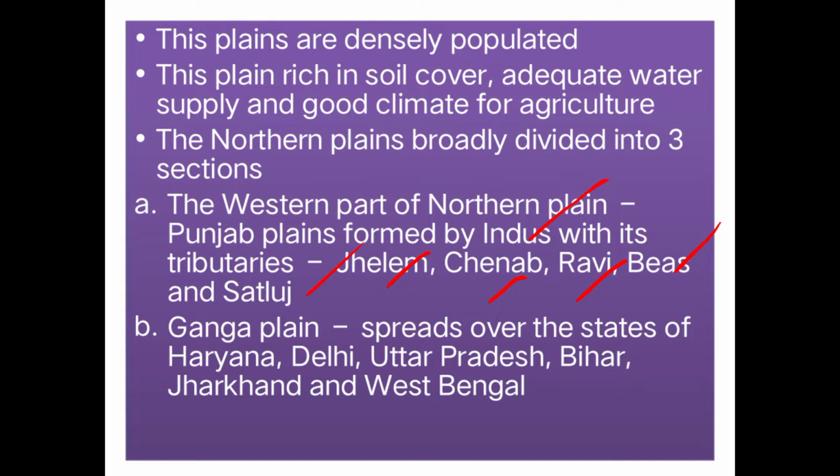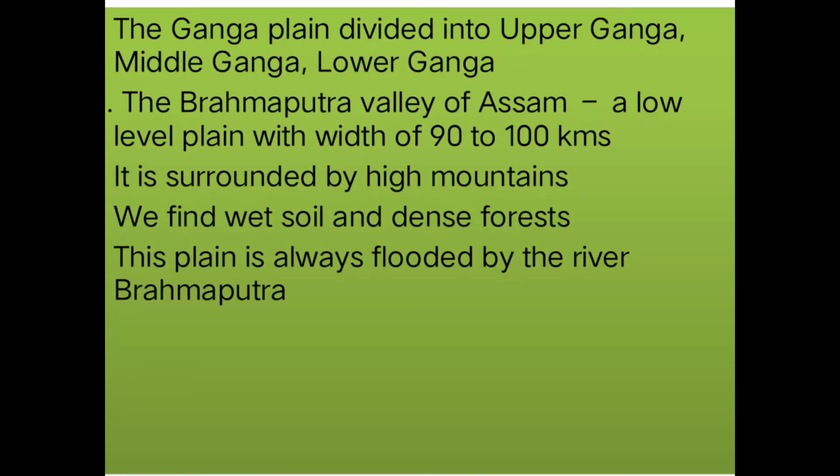The Ganga plain spreads over the states of Haryana, Delhi, Uttar Pradesh, Bihar, Jharkhand, West Bengal. The Ganga plain is divided into Upper Ganga, Middle Ganga, and also Lower Ganga. The river systems move like meanders or the horseshoe type.